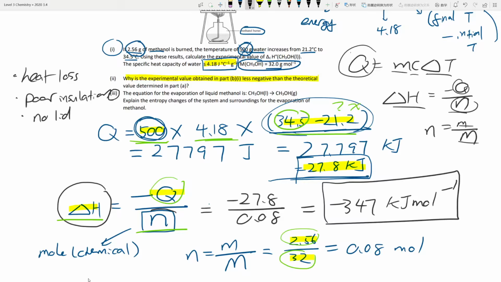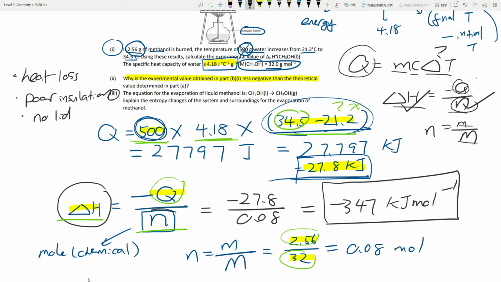But then sometimes they make it a little bit annoying. Like I mentioned before, they give you this, and they go, oh, what is that? And then you have to work backwards. Okay, so write down the equations, work backwards if you have to.